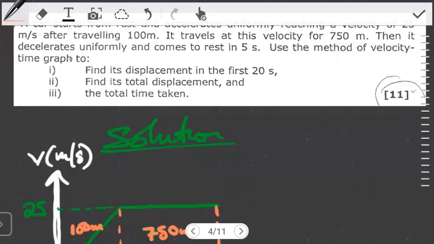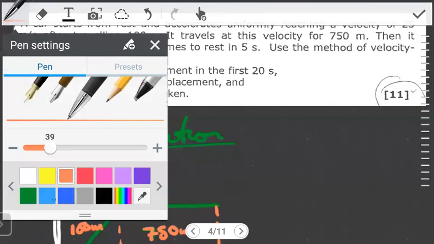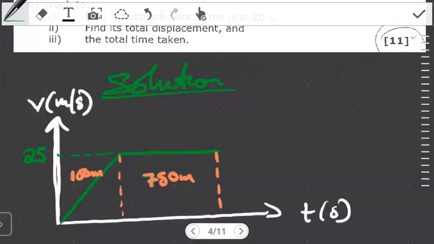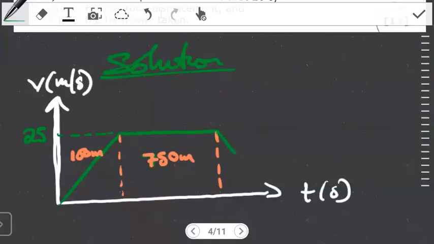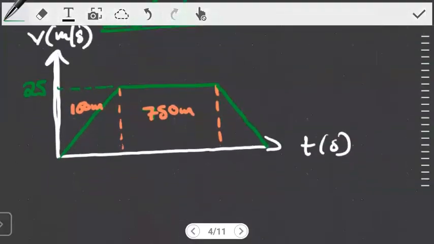Then it decelerates uniformly and comes to rest in 5 seconds. So we have something like this. We don't really know what the time is. All we know is it decelerates and comes to rest in 5 seconds. I'm just going to write this down here. I don't really know how it's going to work so far. So this is what the question has given me. I've created a diagram just to help me understand what is happening.